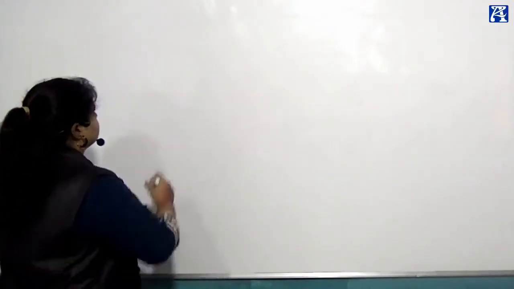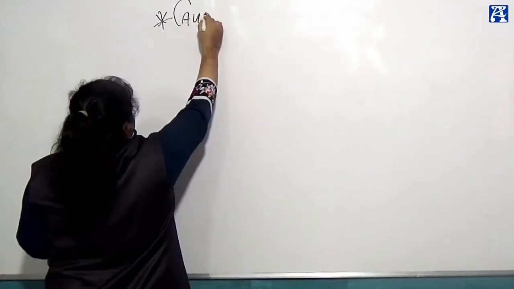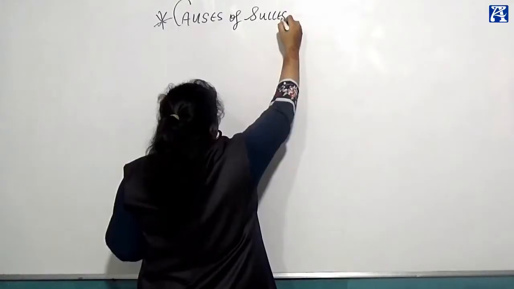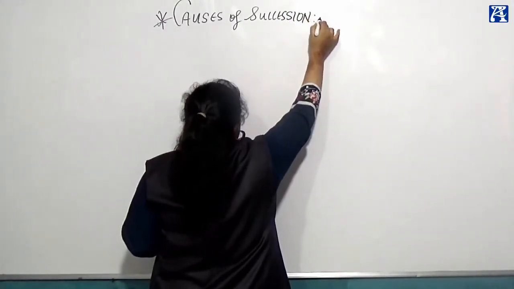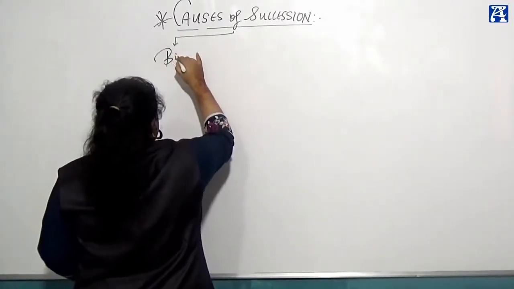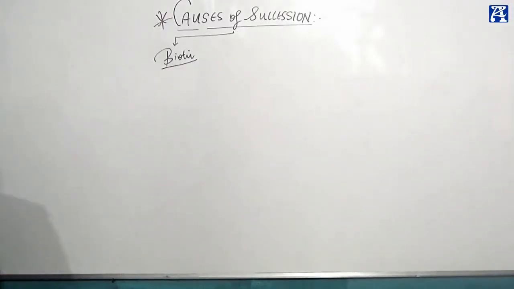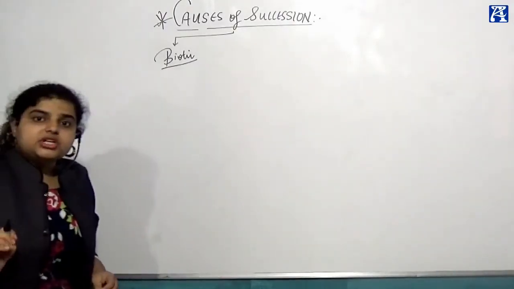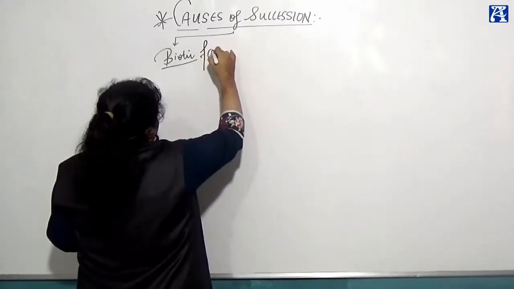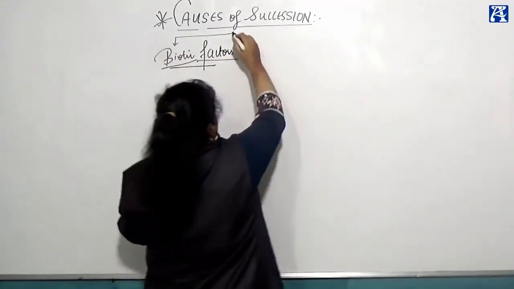So, next heading is causes of succession. There can be two major causes, that is, biotic factors or biotic causes, or physiographic.